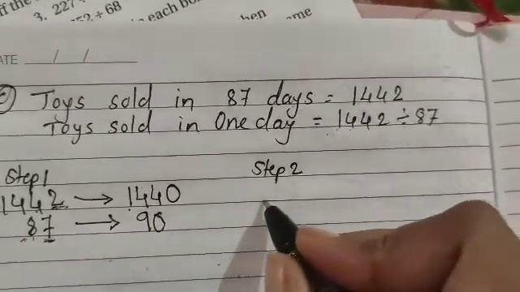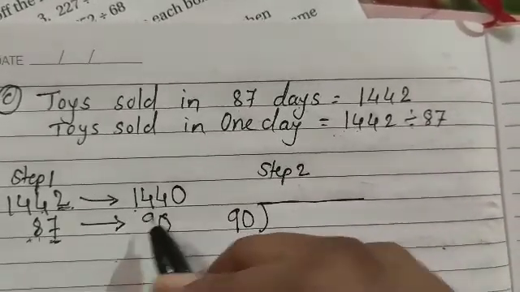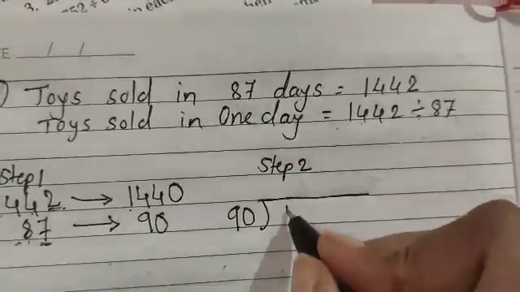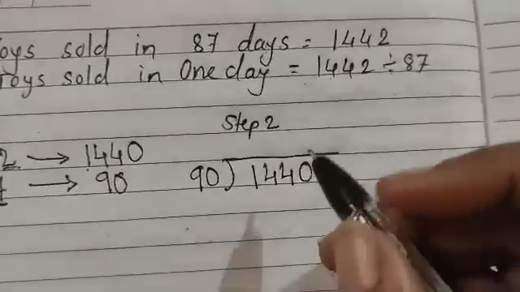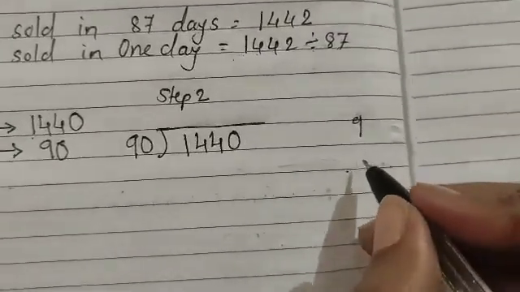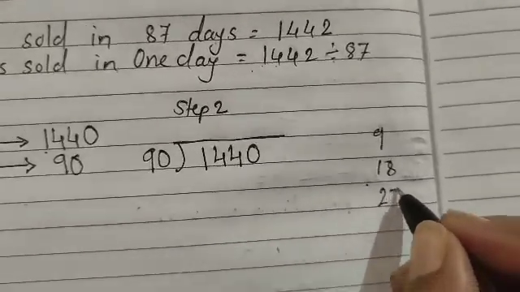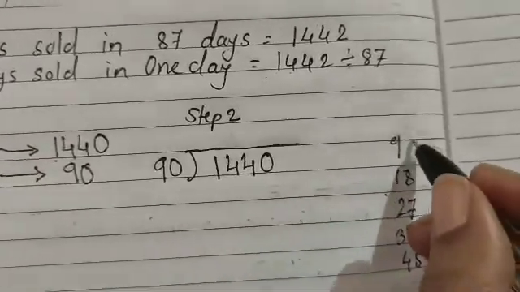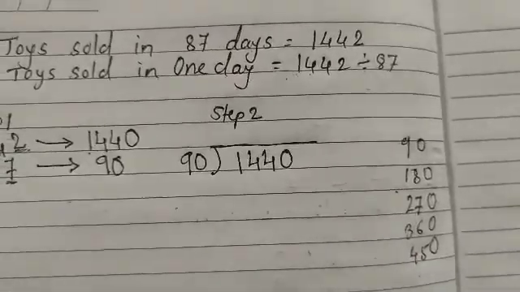Now step 2, we have to follow the actual division. Now 1440 is divided by 90. So now make a 90 table. 9 table: 9 ones are 9, 9 twos are 18, 9 threes are 27, 9 fours are 36, 9 fives are 45, and then give 0. So it is your 90 table.